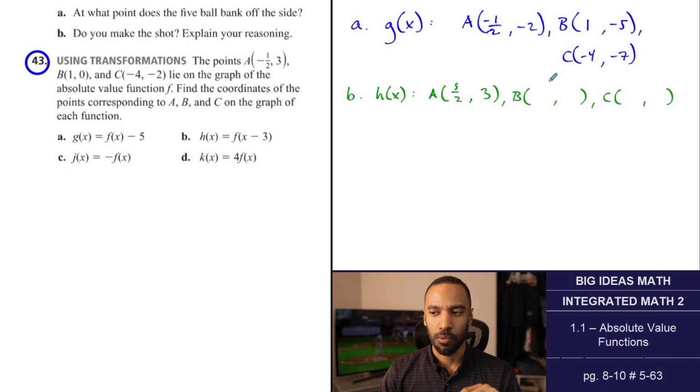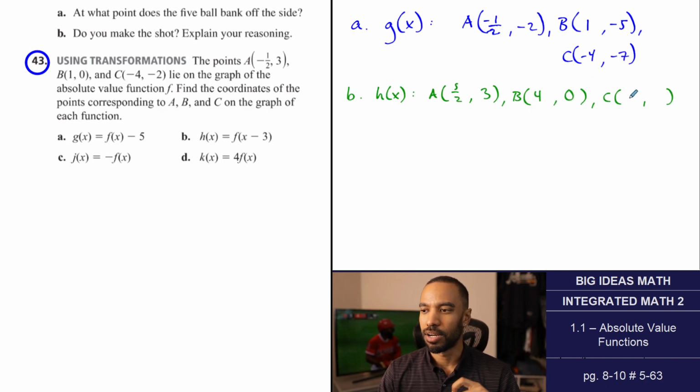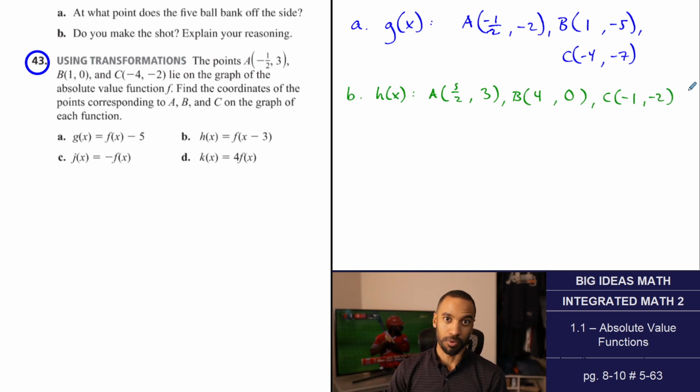B, it was at 1, 0. Let's make it 3 larger. 4, 0. C was at negative 4, negative 2. Now it's at negative 1, negative 2. 3 larger. Negative 1 is 3 larger than negative 4.